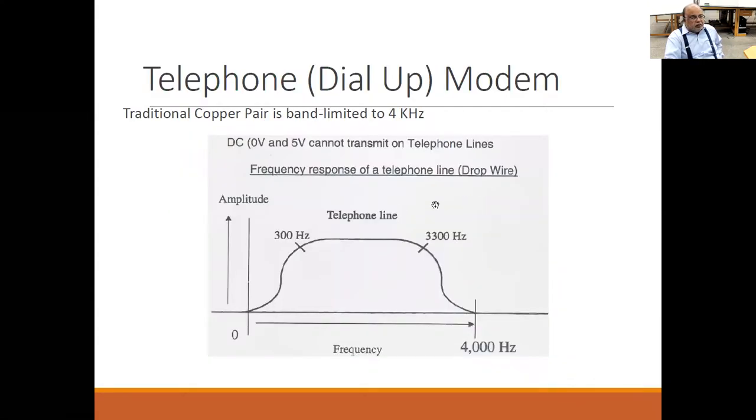This is a graph of a telephone line, which is a copper wire, a copper pair, a drop wire. It's called by many names. DC levels 0 and 5 cannot be transmitted on this telephone line. This is a typical characteristic of a dial-up modem.